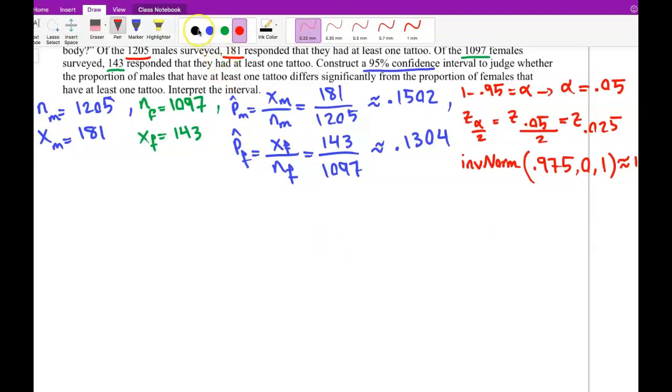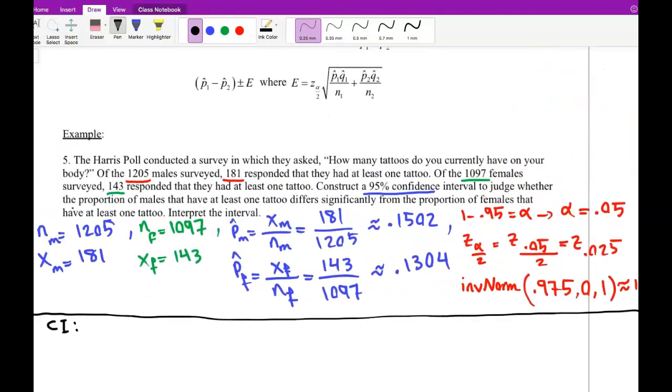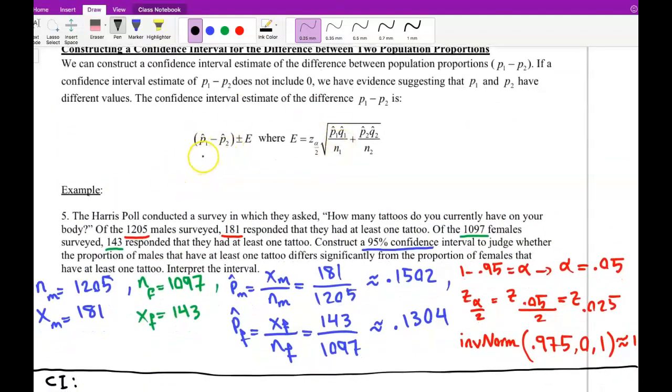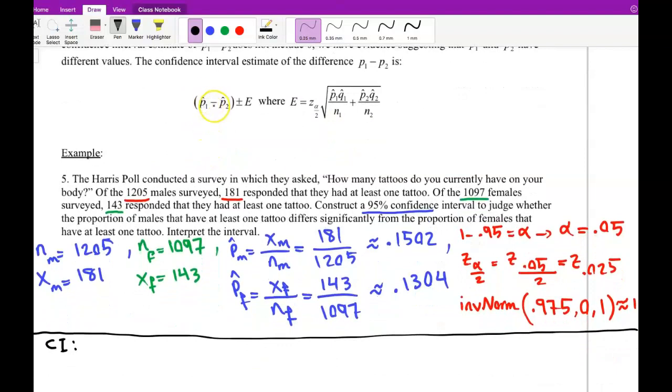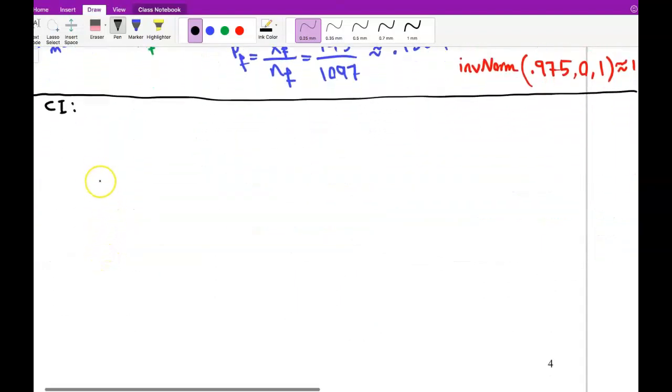Okay, after that, finding our confidence interval. We should use these: P1 hat minus P2 hat, plus or minus the margin of error. So first finding E. So I need to find this part, P hat for males.